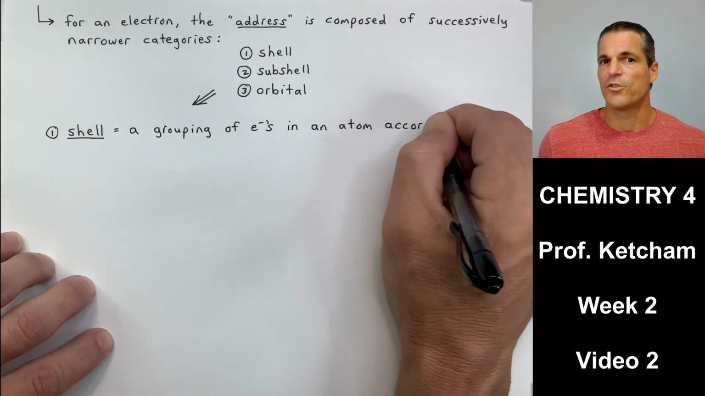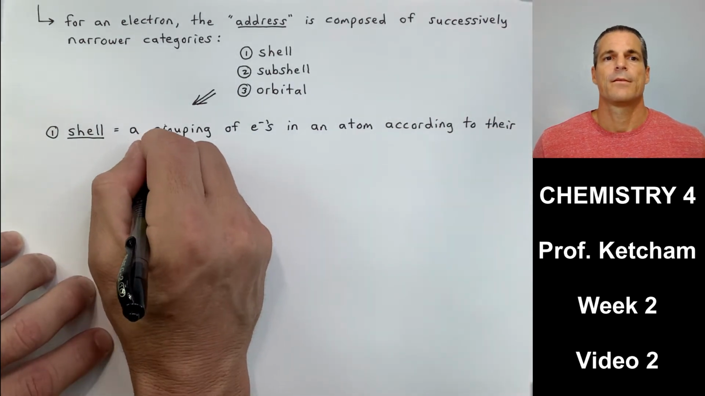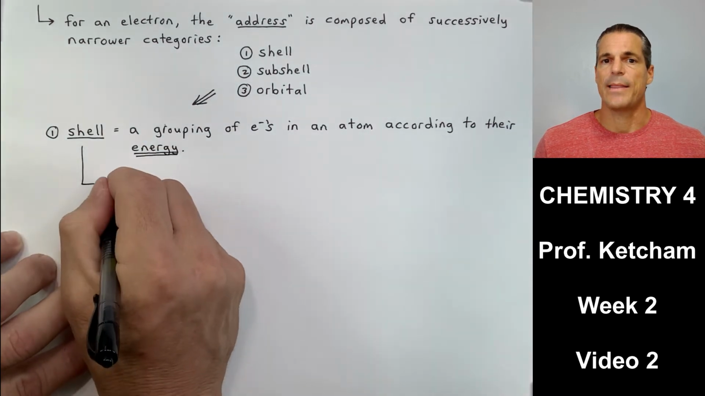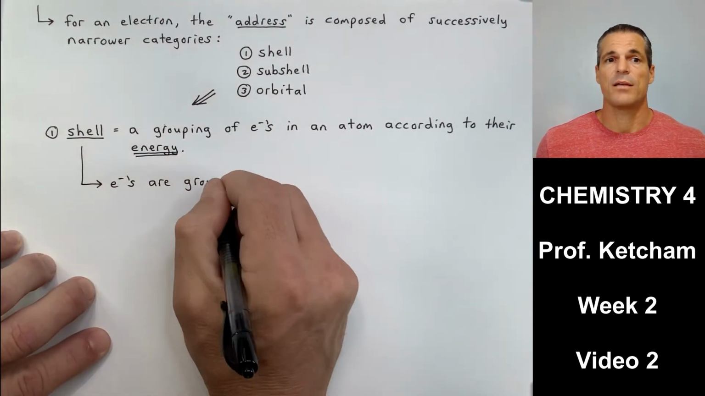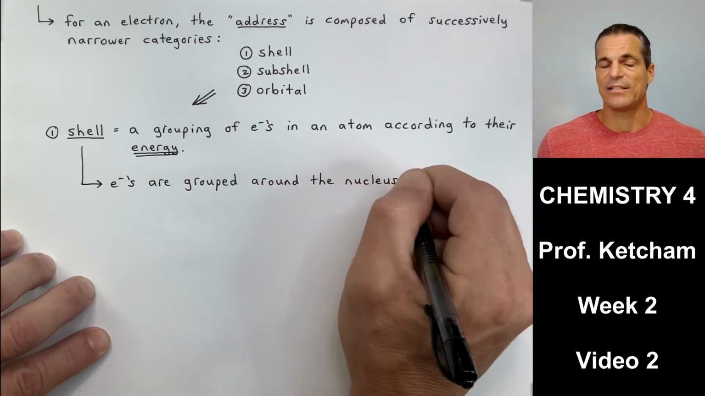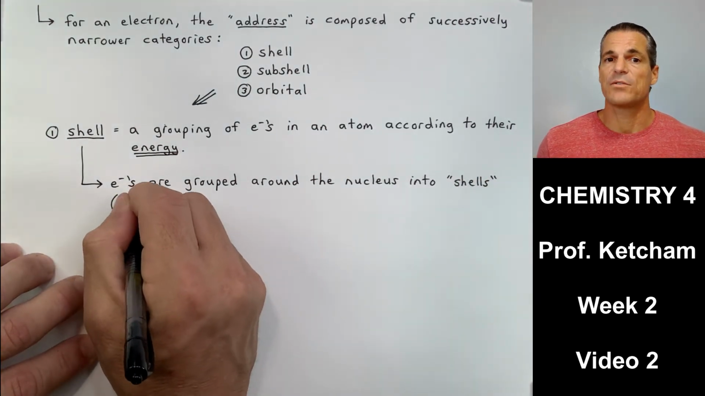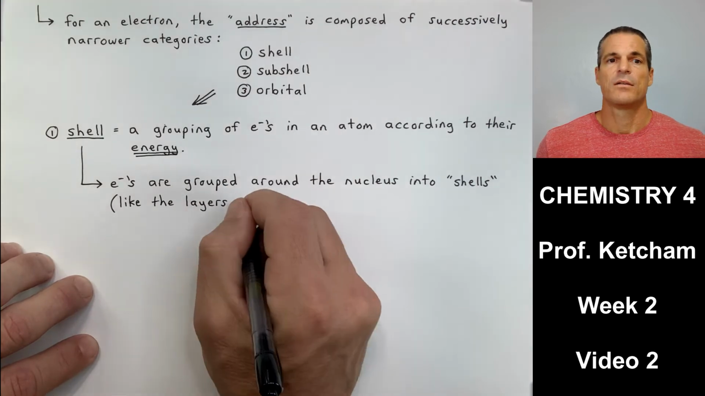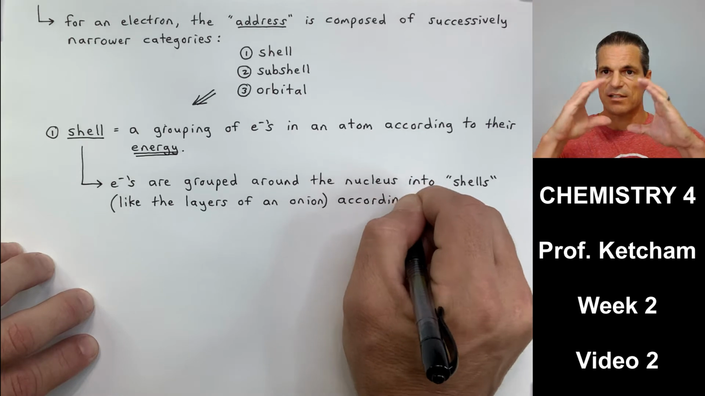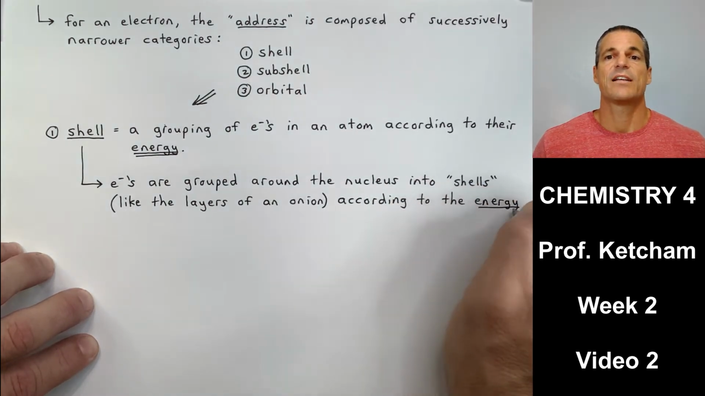So what do these 3 brand new terms mean? All right, number 1, shell. Shell is kind of like the energy level. It's a grouping of electrons in an atom according to their energy. These are given the variable letter n. N is in Nancy. Not too important for our course, but a shell is a grouping of electrons in an atom according to their energy. So electrons are grouped around the nucleus into shells. If you remember earlier, I drew these concentric circles around the nucleus for the electron orbits. That's kind of like different shells.